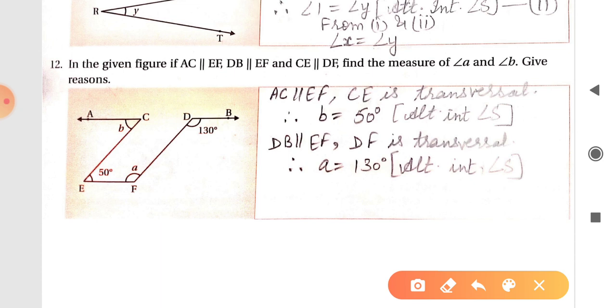Now to find angle A, we are given DB is parallel to EF and DF is a transversal line. So the 130 degree angle and angle A are forming alternate interior angles. So angle A will be 130. Both are equal because they are alternate interior angles. So angle A is 130 degrees. So we have found the values of angle A and angle B.